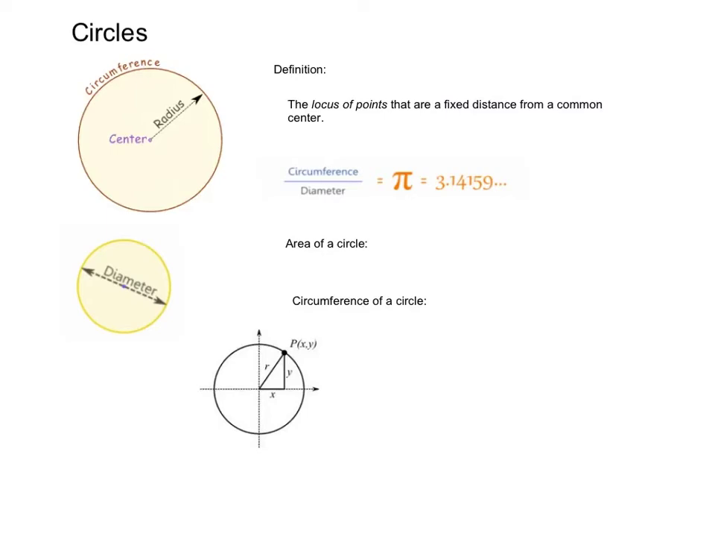The first conic section we'll talk about is the circle. We've used circles before. We've talked about them many times in geometry. We know that a circle has a center point and a radius. The definition is the locus of points. A set of all points is what locus of points means, that are a fixed distance from a common center. So they are exactly the radius all the way around.